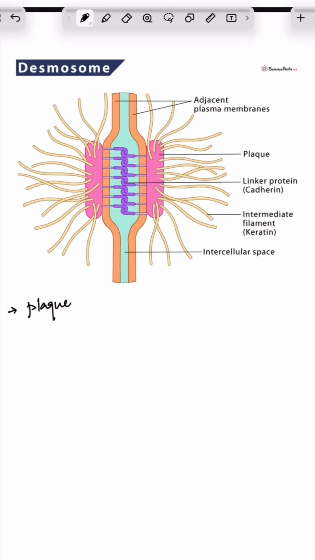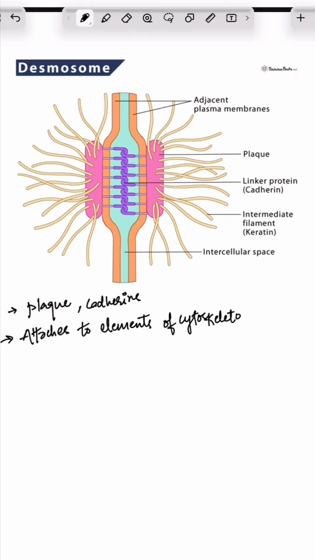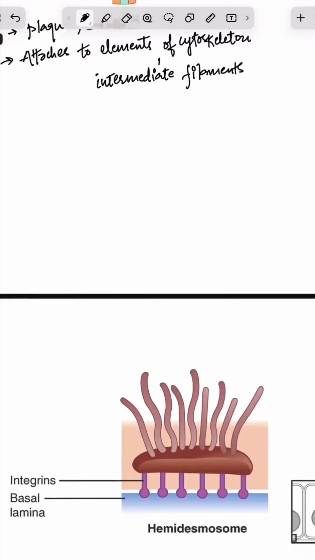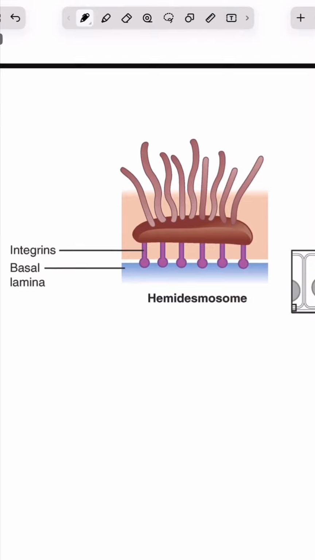Next is desmosomes. Like adherens junctions, desmosomes contain plaque and have cadherins that extend into the intercellular space between adjacent cell membranes and attach cells to one another. However, unlike adherens junction, the plaque of desmosomes does not attach to microfilaments. Instead, a desmosome plaque attaches to elements of the cytoskeleton known as intermediate filaments. They have protein keratin. Next is hemidesmosomes.